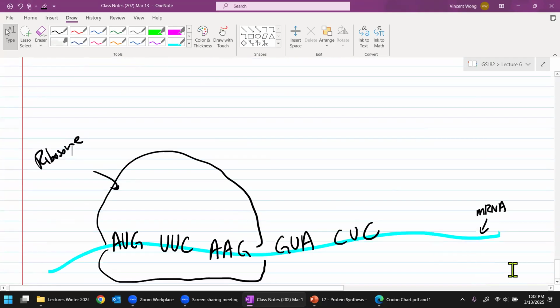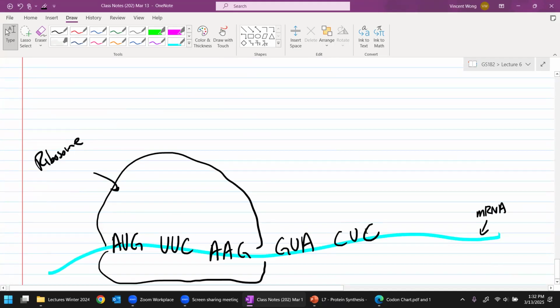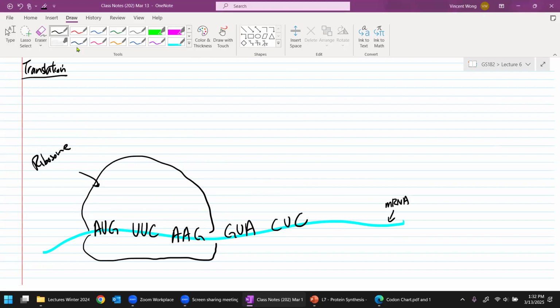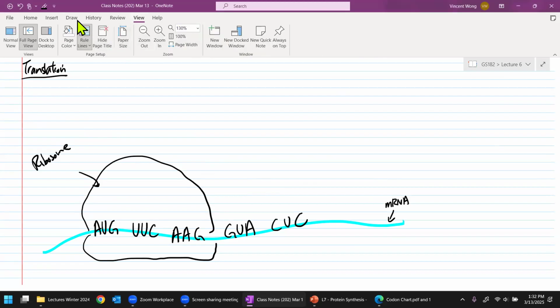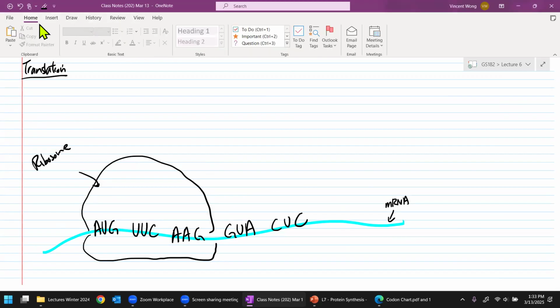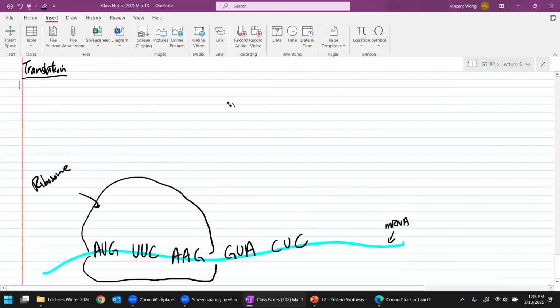Okay, let me explain this first. All right, so here we go. Translation. The other one is tRNA. Yes, this is translation. That was just tRNA in general. But for this next part, don't copy because I'm gonna be moving stuff around.